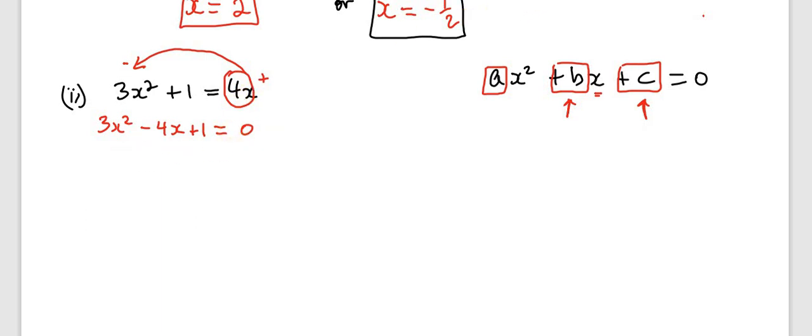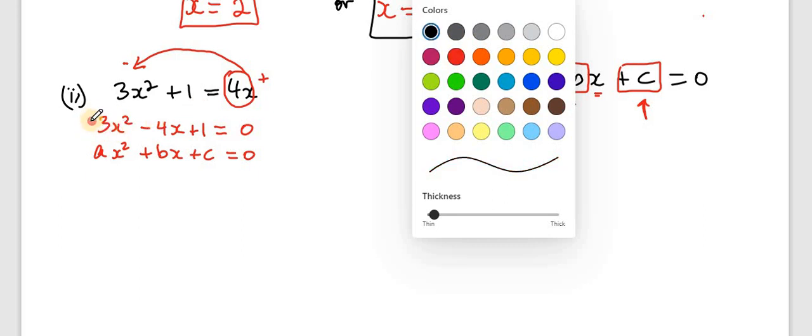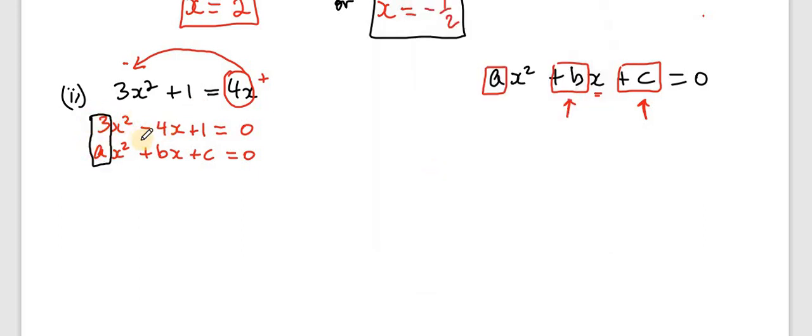Now that it's in this form, we can actually equate the coefficients a, b, and the constant c. So let me line it up. ax squared plus bx plus c equals 0. So we can clearly see that a is 3, b is -4, and c is a positive 1. So we have a equal 3, b equal -4, and c equal a positive 1.